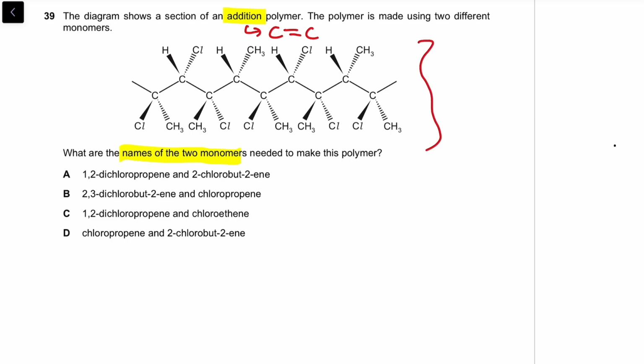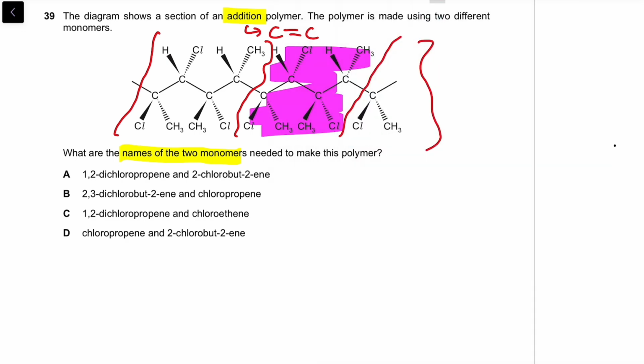Now, looking at the structure of the polymer, you need to find where the unit repeats itself. And if you look carefully, it actually repeats after this point. So this is one repeating unit, and this is another repeating unit. And you can find that if you split one of these repeating units here in half, you get the two monomers that make up a single repeating unit.